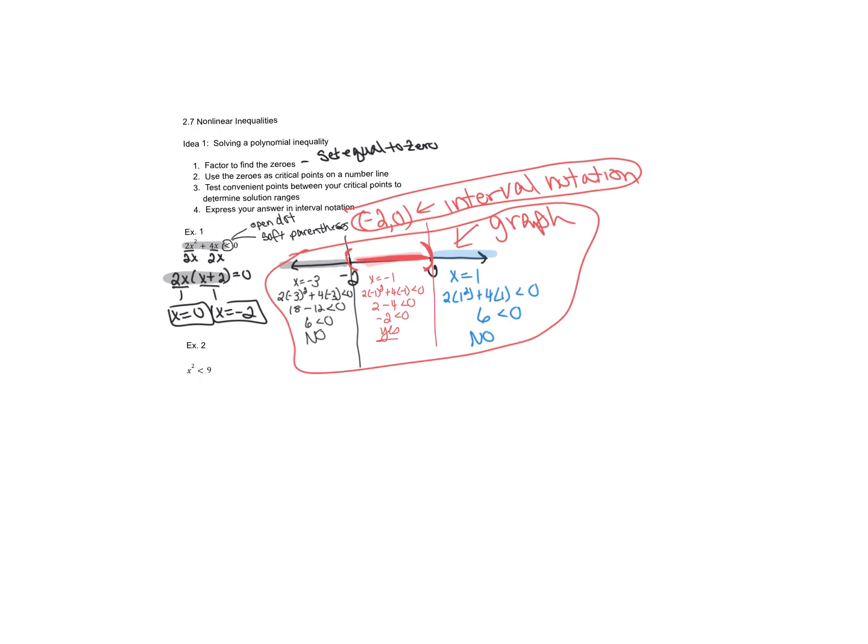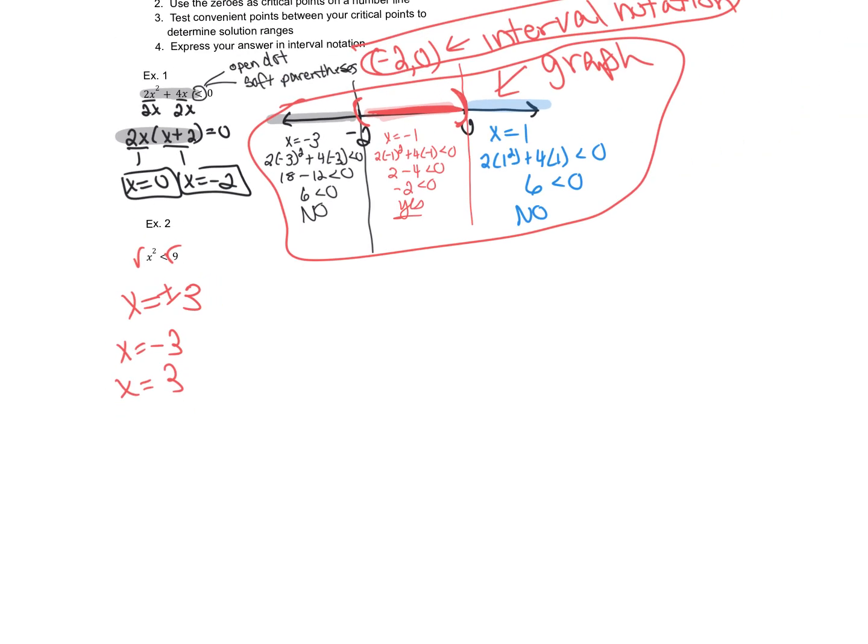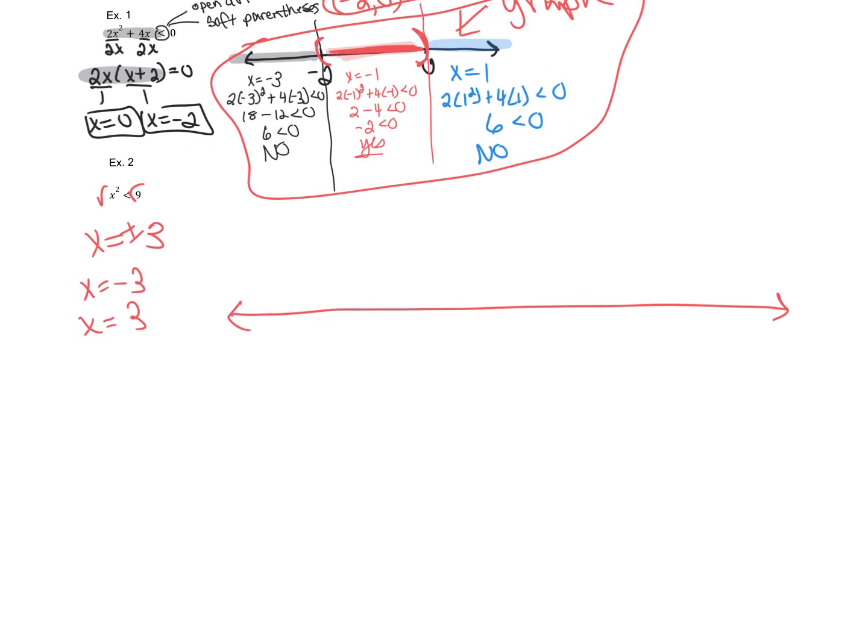Okay, so let's just look at a couple more different types of examples here. If we have x squared is less than 9, that means x is going to equal plus or minus 3, because we take the square root of both sides. So on our number line, we'd have x equals -3, and x equals +3. Let's draw our number line, and I'm going to make it nice and big because I like to show my work right there on the number line. So I'm going to have -3 and +3.